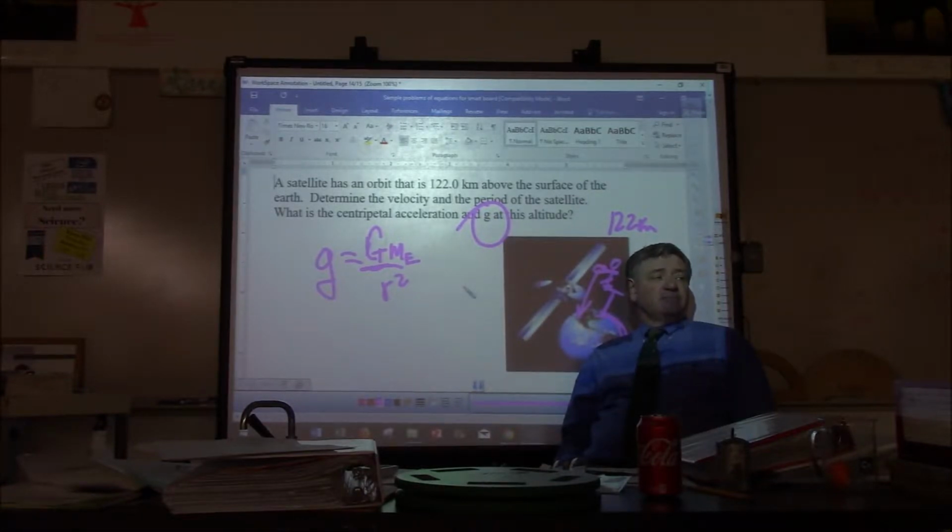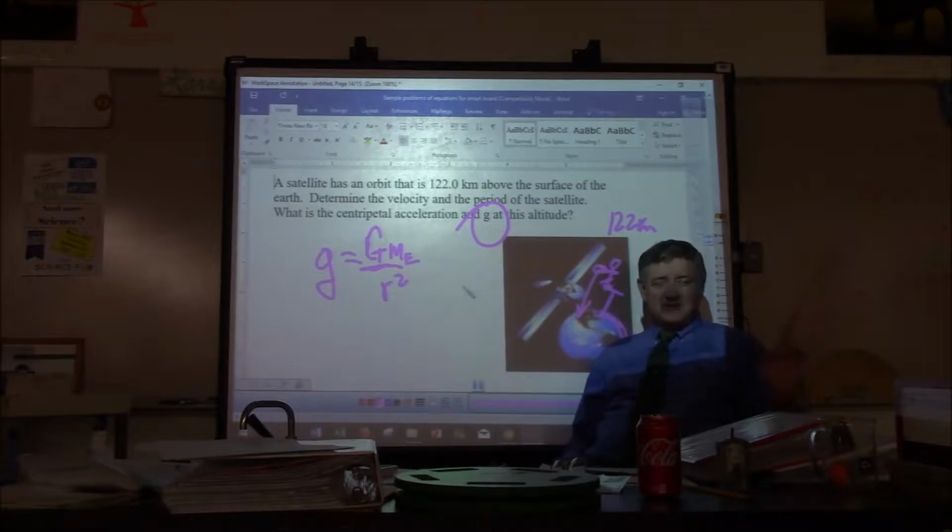I don't know why, but I have written down that little g equals centripetal acceleration. I don't know why. We'll get there.